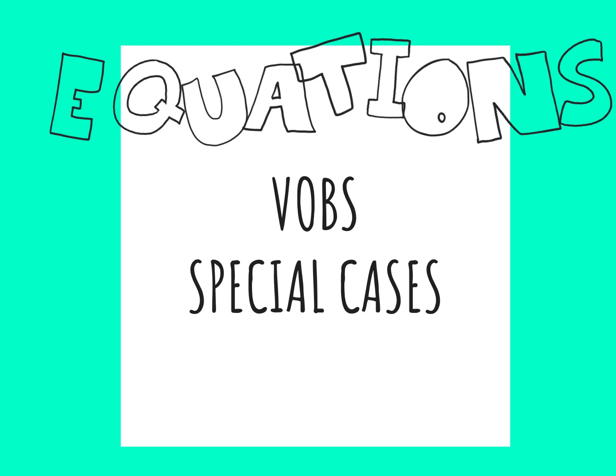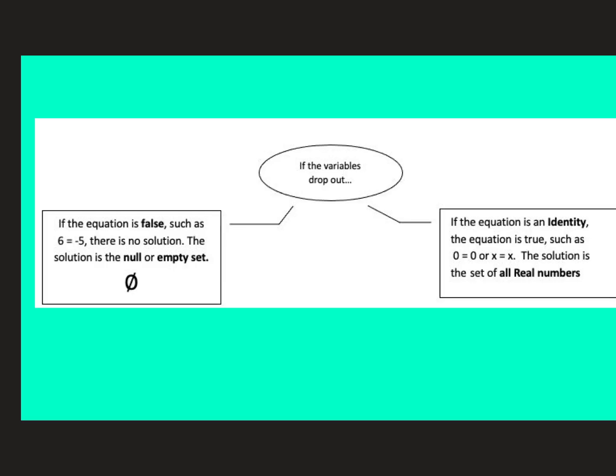In this video, we're going to look at solving equations with variables on both sides, but we're going to look at some special cases where the variables just drop out. So in the first part of the lesson, we said if the variables drop out, you would either get a false statement or a true statement. If you get a false statement where it's like 6 equals -5, that's not true. That means there's no solution.